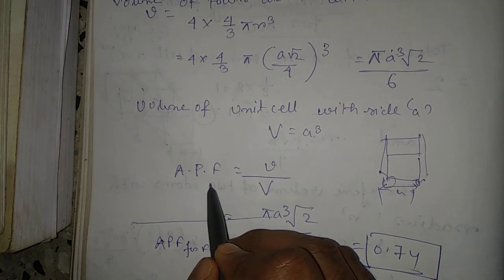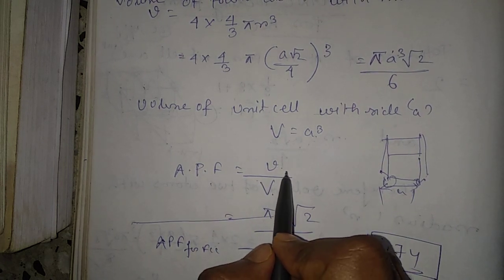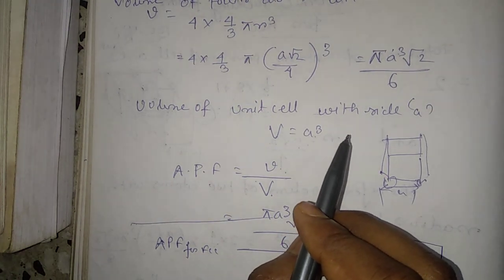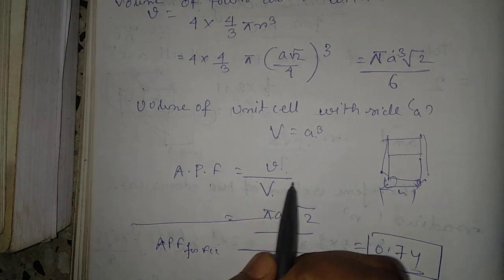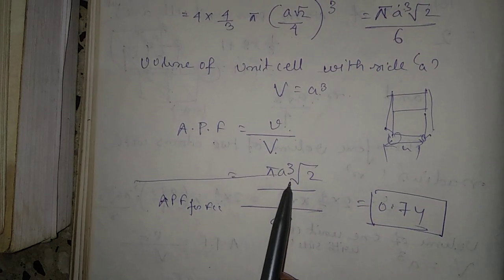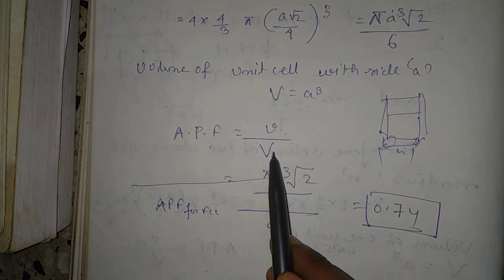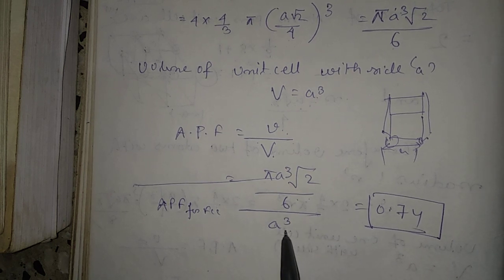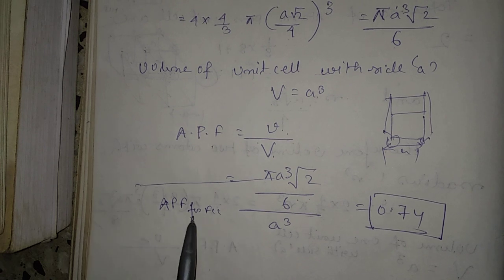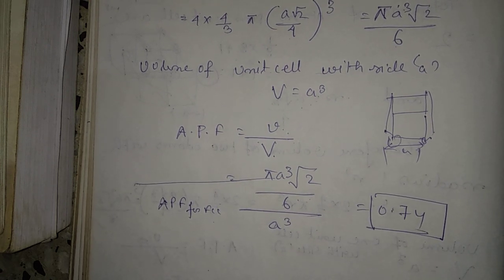So you know that the atomic packing factor is the ratio of small v divided by capital V. Small v is nothing but the total volume of atoms in the unit cell, divided by the total unit cell volume. That is how the atomic packing factor comes out. Write small v here, and capital V is a cube. After you calculate, a cube will cancel out. After calculation you can get 0.74. So the atomic packing factor for FCC crystal structure is 0.74. Okay.